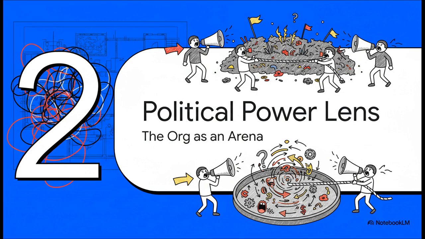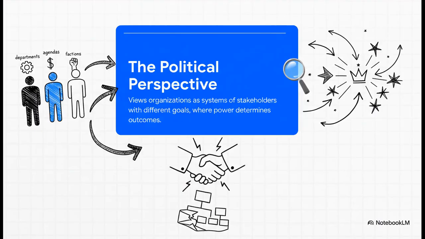But what if the organization isn't a perfect rational machine? Well, that brings us to our second lens, the political one. This one pretty much throws the blueprint out the window and sees the organization as a messy, dynamic arena. It completely drops the assumption that everyone shares the same goals, and instead focuses on the reality of competing interests. This perspective says that what actually happens in a company isn't decided by the org chart, but by power and by influence. It's all about understanding that different stakeholders, individuals, departments, maybe even informal factions, have their own agendas. And the outcomes we see are just the result of this constant negotiation and struggle for influence.